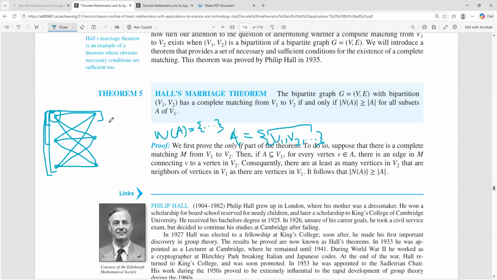Is everyone okay with this? I'm kind of butchering the proof. I'm trying to explain it intuitively. I'm not sure if it's working. Is everyone okay with that? Sort of. Hopefully.